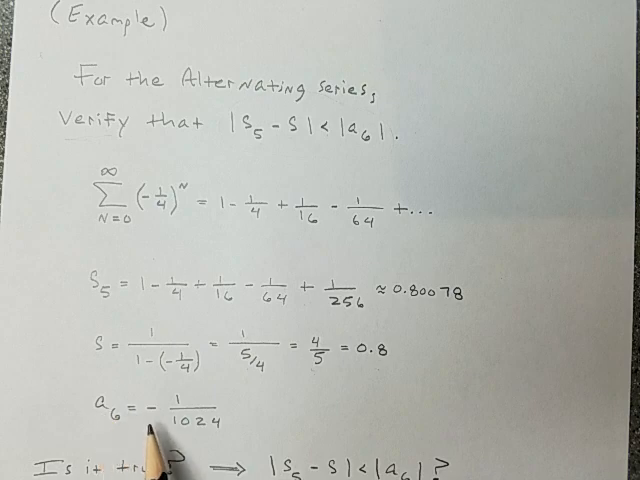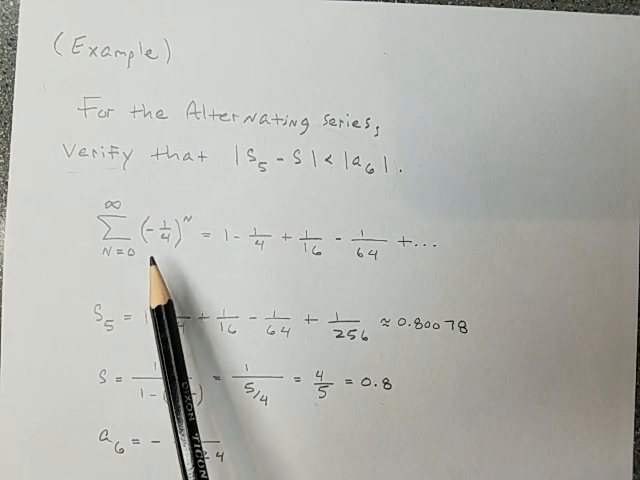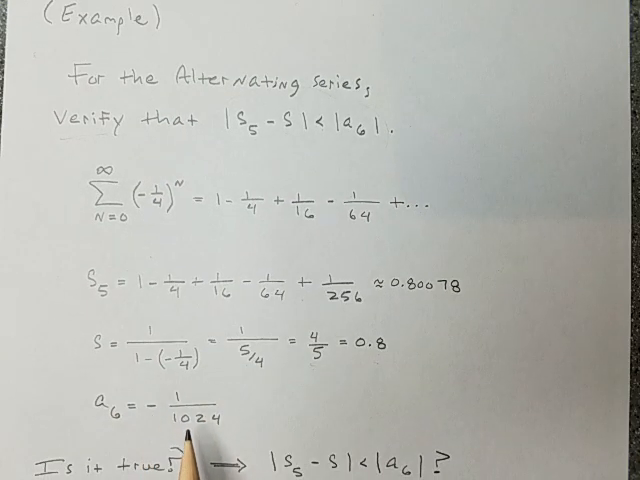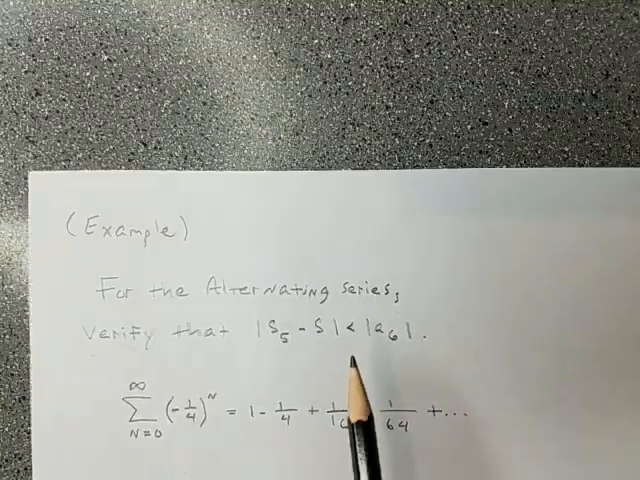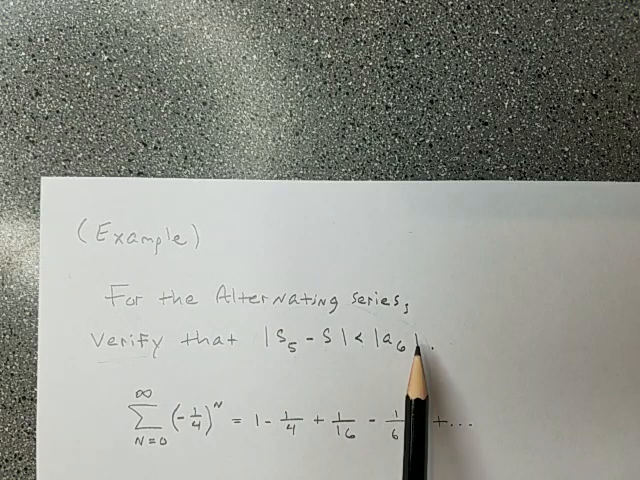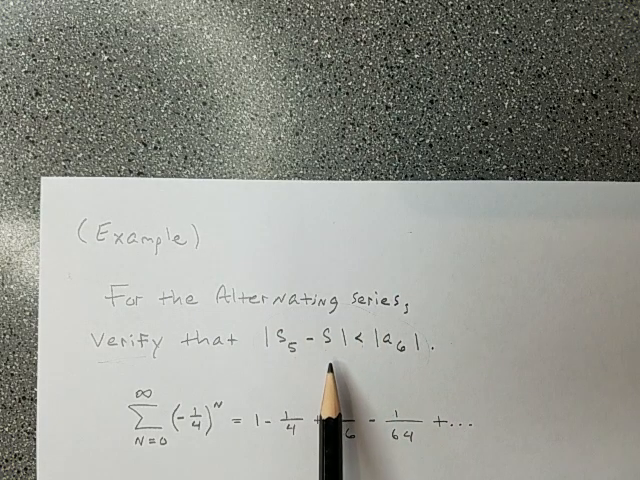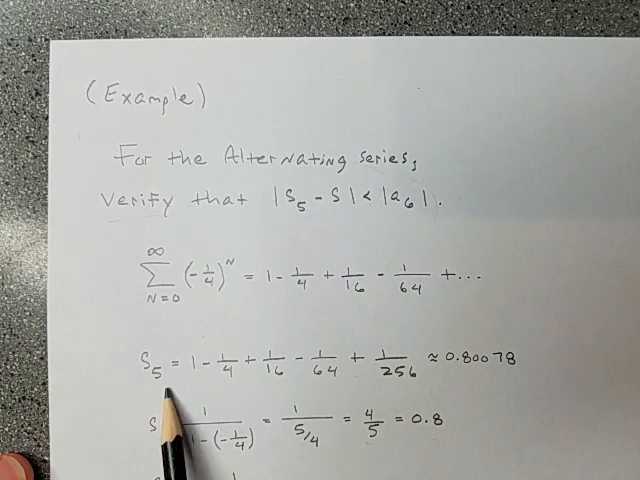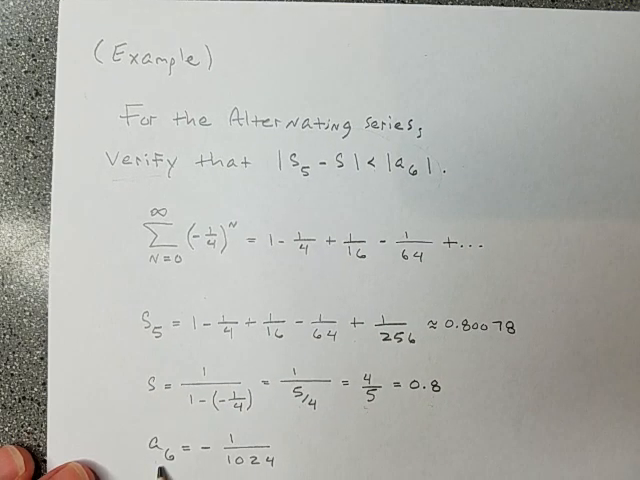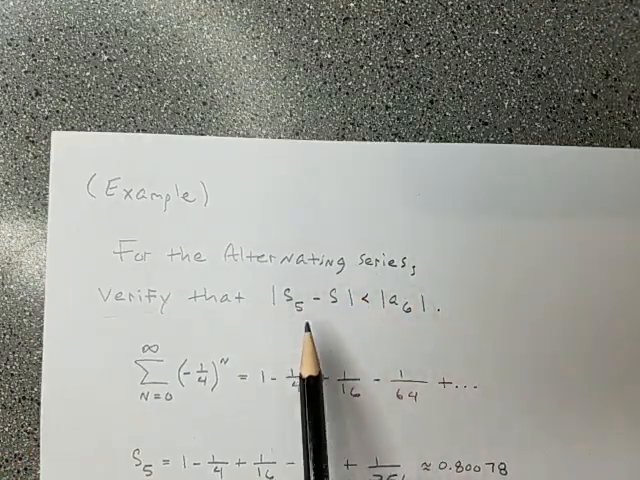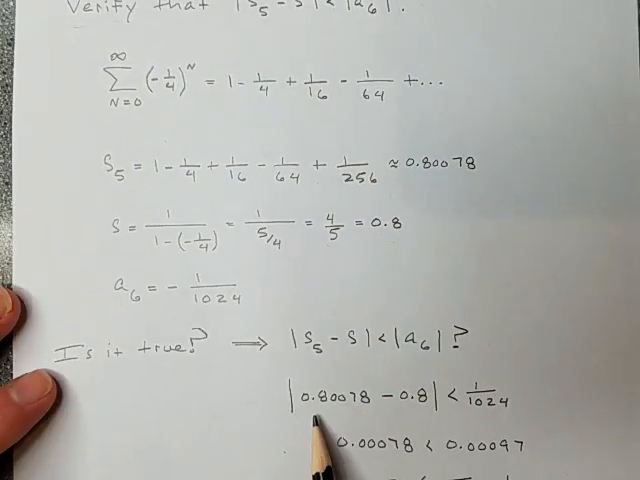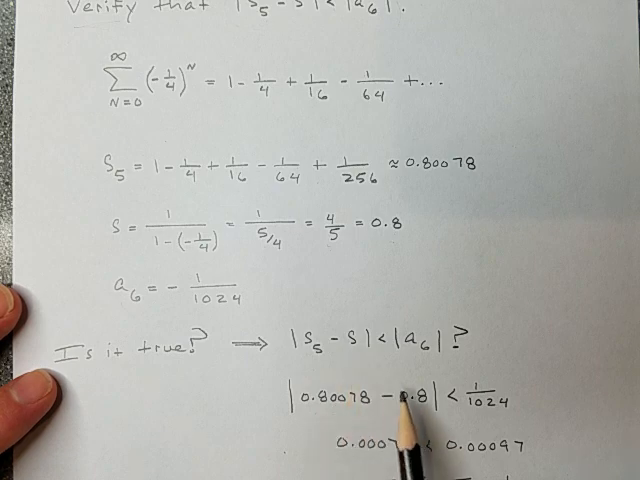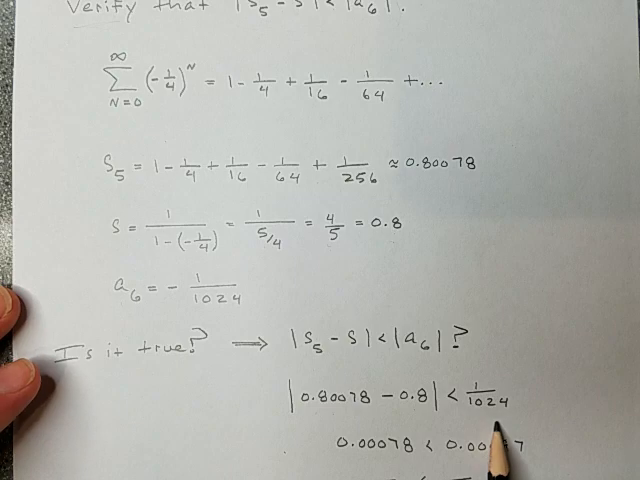Okay, then the 6th term of this series is negative 1/1024, okay? All right, so is it true? Now I just want you to verify this. Just do the calculations and prove it's right. That's all I'm asking. So I found every number that's involved in this statement from the alternating series remainder theorem. All right, there it is. There's S5. There's S. Absolute value of the 6th term is 1/1024.